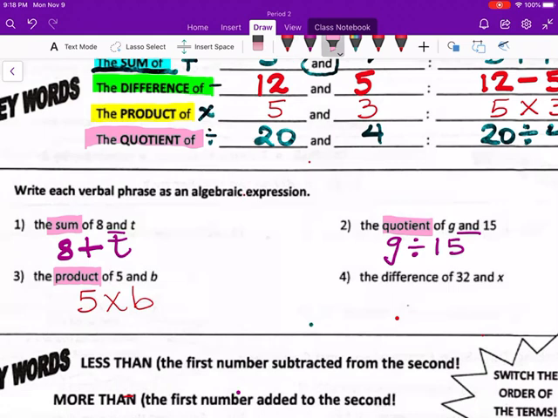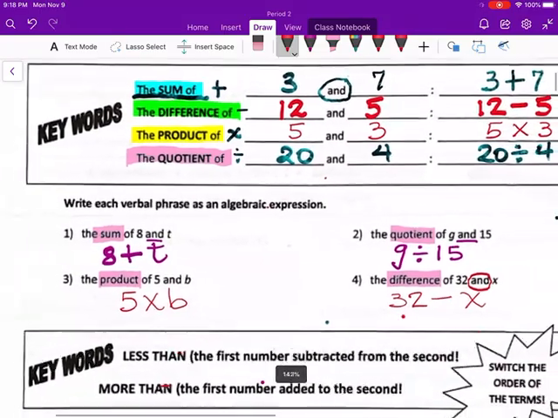All right. Hopefully you got that right. Next one. The keyword is difference. Difference means subtraction. So here we have the difference of 32 and X. As you can see, where you hear "and," that's where you put the keyword. The difference of 32 and X.